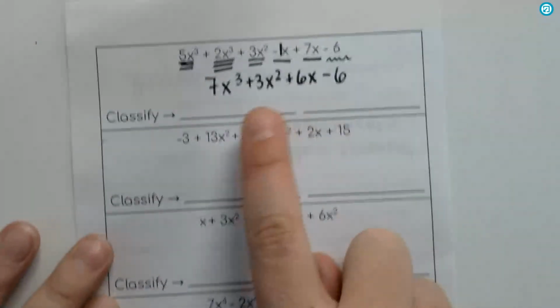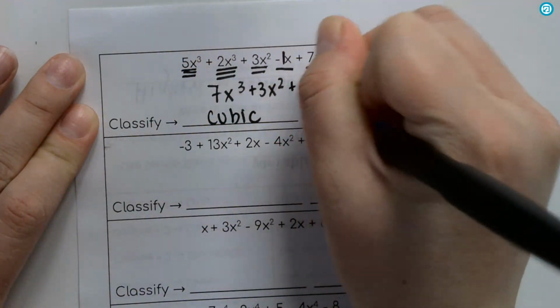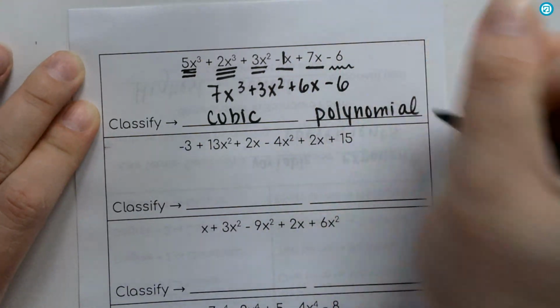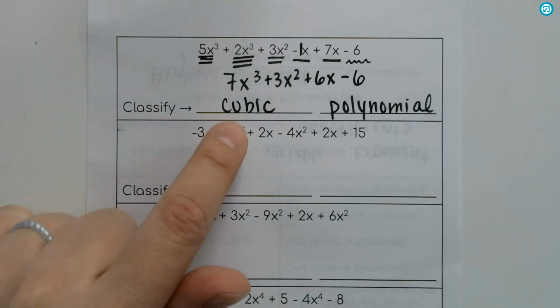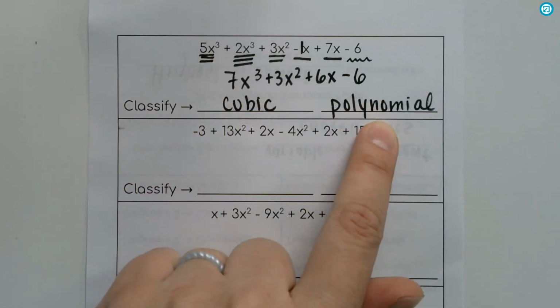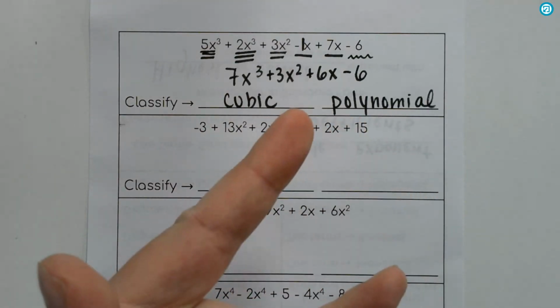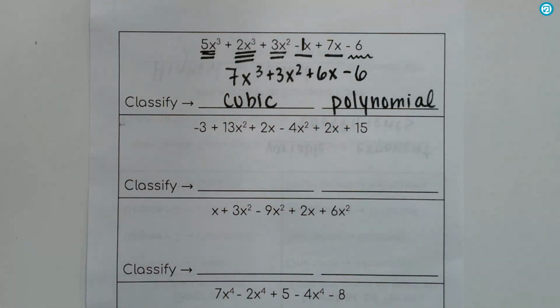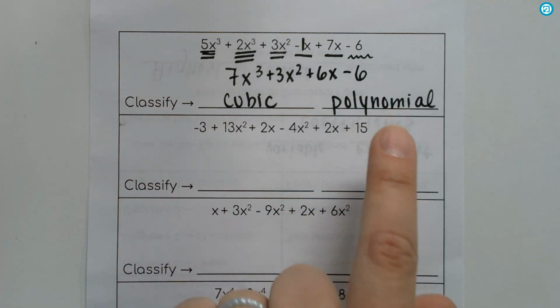So I put 2 blanks here because we're going to classify it based off of 2 things. This is a cubic polynomial. Your first word is always going to be the one that describes the degree, because this is an adjective and this is a noun. And in the English language, adjectives usually go before nouns. Flipping it the other way would be like saying this is a car red instead of a red car. It doesn't make sense, okay? So the term based off the degree goes first, and then the word based off the number of terms goes second.